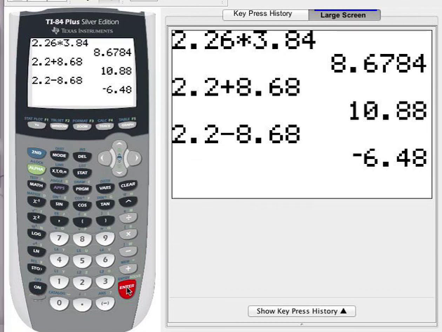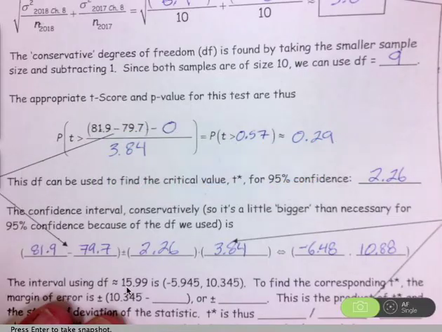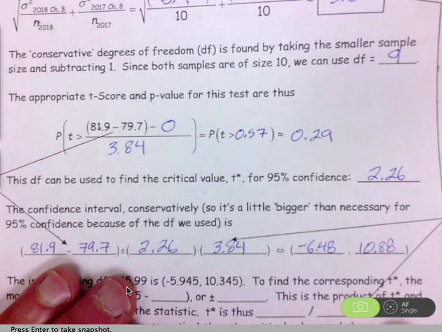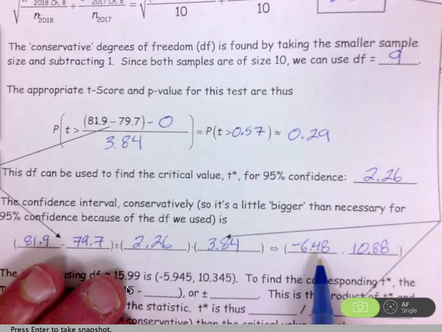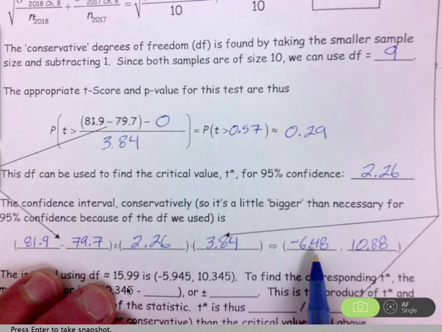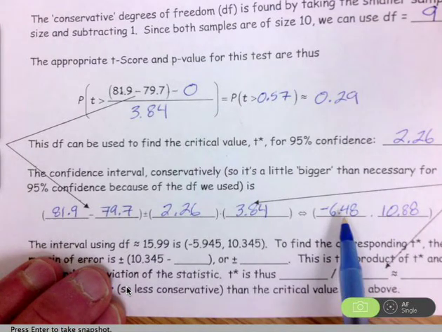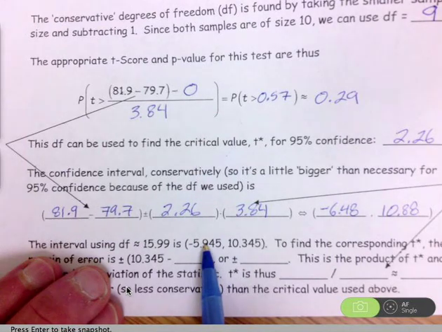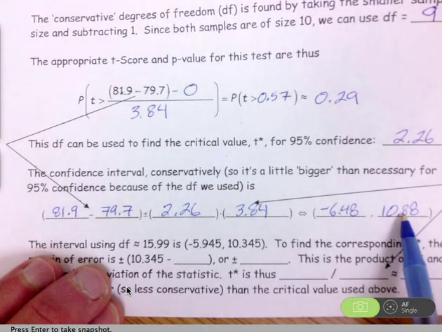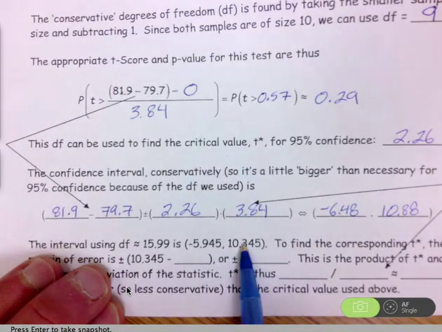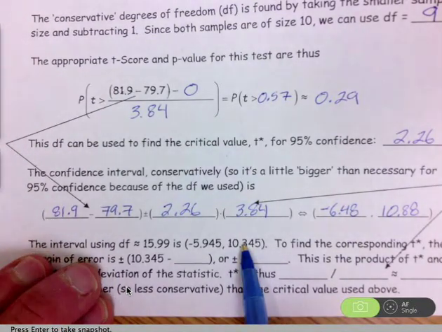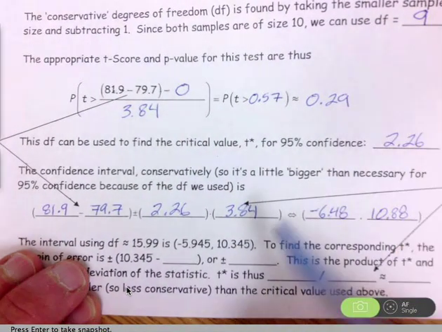I'm 95% confident that the difference between the true population means for the 2018 Chapter 8 test and the 2017 Chapter 8 test, I believe that true difference is somewhere between, call it negative 6.5 and positive 10.9. Now notice, we call this confidence interval conservative because the lower boundary we found is just a little bit lower than the one we found using the calculator in class. The upper boundary is, again, just a little bit bigger than the upper boundary that we found using the calculator command in class. That's because the calculator command was using 15.99 degrees of freedom rather than the conservative 9 degrees of freedom that we were using.